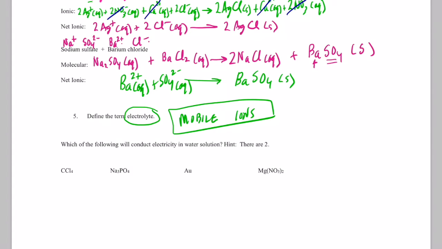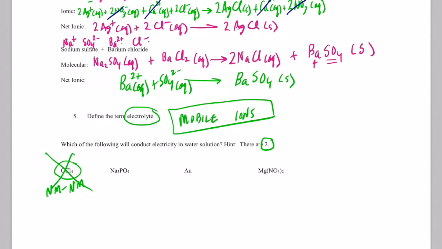So take a look at these 4. Which of those would be an electrolyte? Hint, there are 2 of them that are. Take a second and decide. All right, welcome back. Carbon tetrachloride. Are there any ions there? Nope, that's a nonmetal to a nonmetal. That's a covalent or molecular compound. It is not an electrolyte.